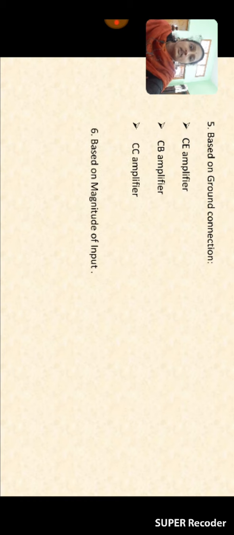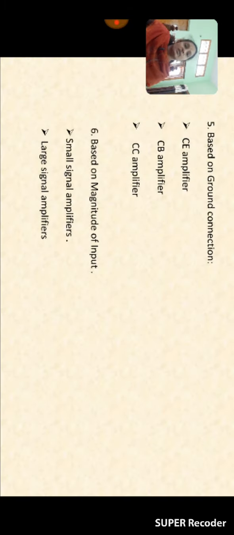And see here, while coming to the next one, based on the ground connection. Okay. Based on the ground connection, also the amplifiers are classified of three types. So basically the amplifier is a device that is made from the transistor and additional circuits. But here amplifying element is only the transistor. The transistor is used to increase the strength of weak signal in total amplifier.